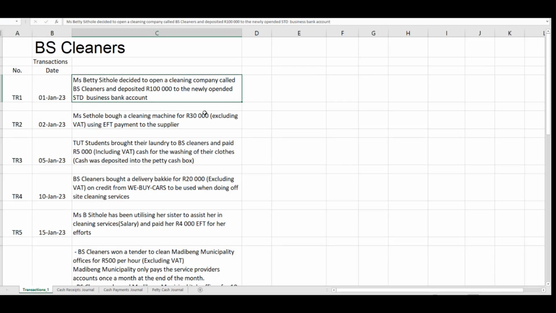Transaction number 2 says Ms. Tole bought a cleaning machine for 30,000 rands, excluding VAT, using an EFT payment. So there is a VAT consequence that needs to be considered on this transaction. The 30,000 rands excludes VAT, so VAT on that could be 30,000 multiplied by 15 divided by 100, which becomes 4,500.